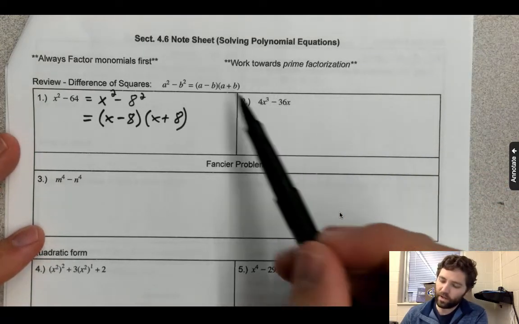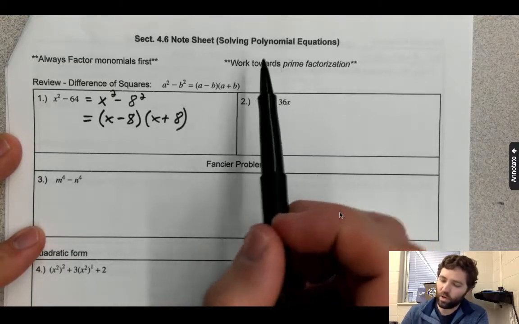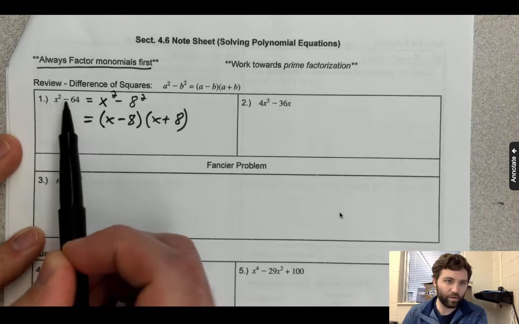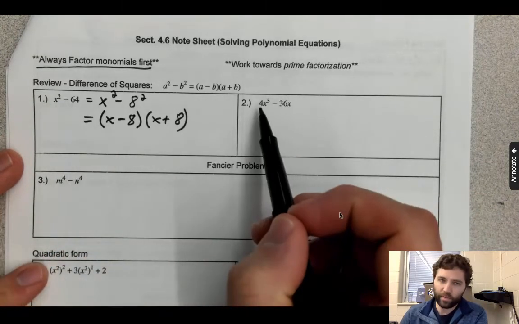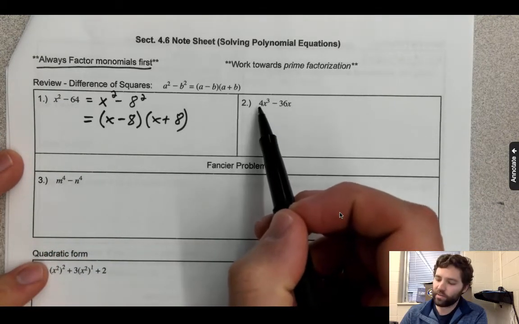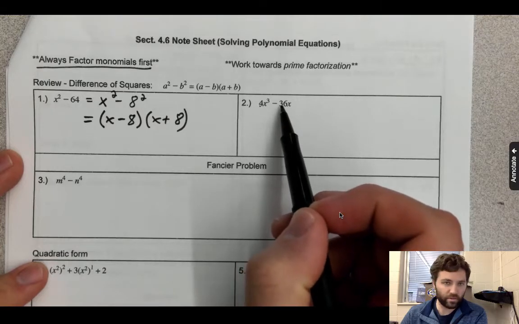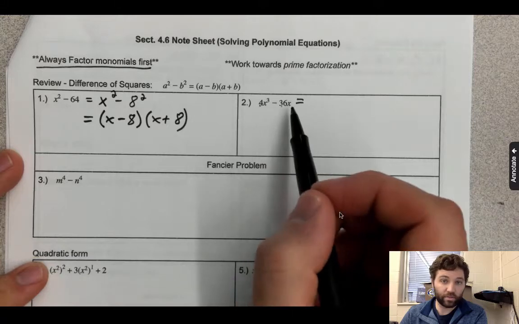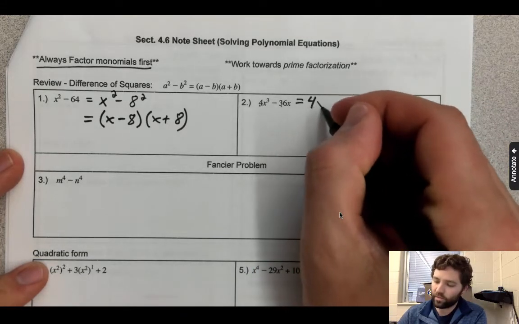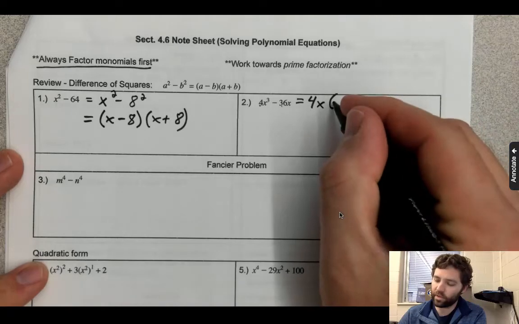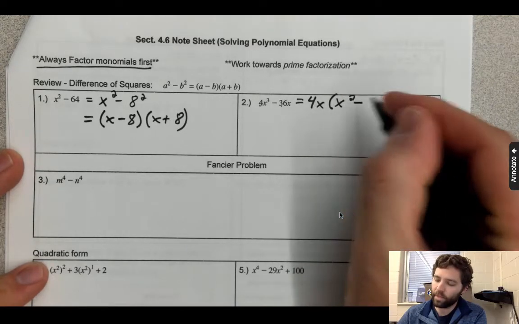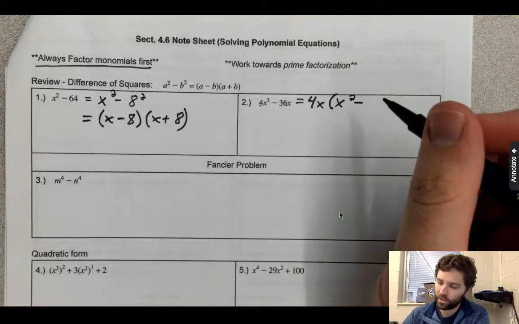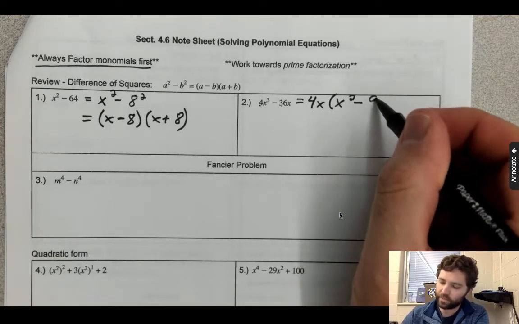Now, how can we build on this? Well, one thing you should always do first is try to factor out a monomial. In the previous one, there was no monomial to factor out. But in this one, there is. So I look at the greatest common factor of 4 and 36. Turns out that's 4. And then the greatest common factor of x cubed and x to the 1 is x. So I'm going to take out a 4x. On the inside, I will be left with x squared minus 36 divided by 4, which is 9, so x squared minus 9.